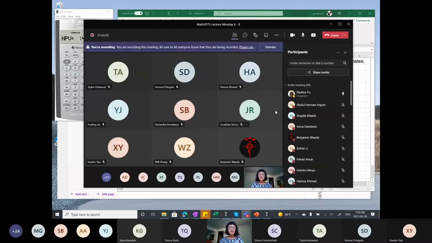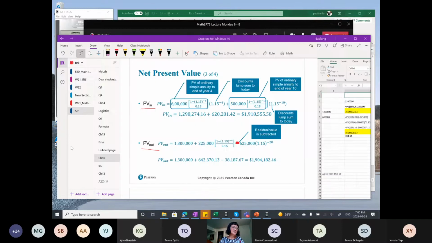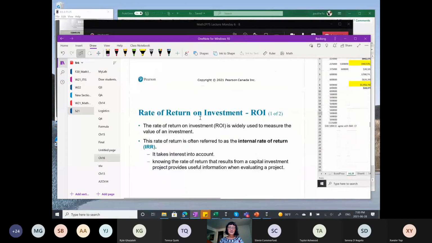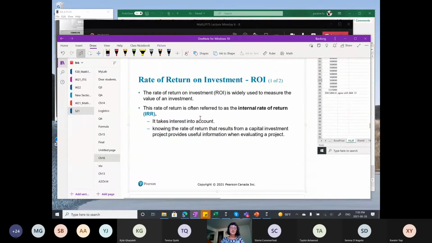So this session we'll talk about internal rate of return. The rate of return is widely used to measure the value of investment. This rate of return usually is called internal rate of return because it takes the interest into account.